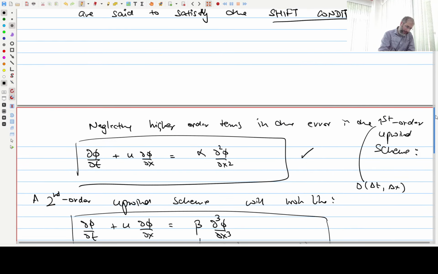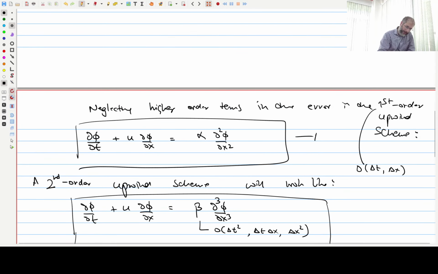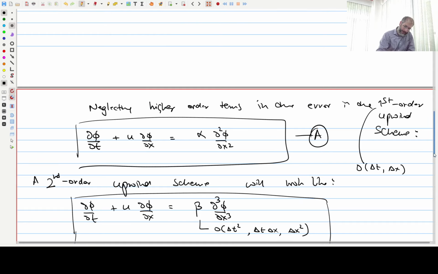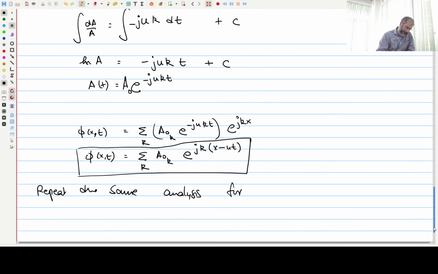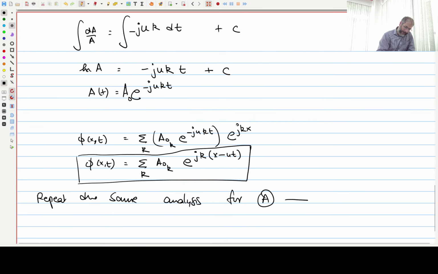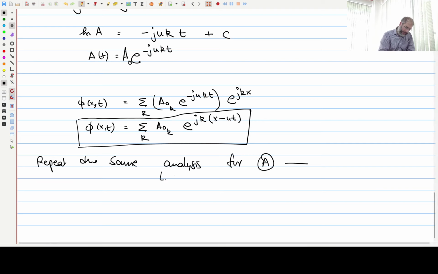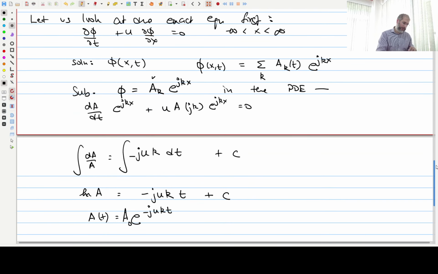Let's give it a number. Okay, so let's call this A. And this is, by the way, homework for you. Whatever we have done, you just do it by starting with an equation which, rather than this, looks like A. So on the right hand side, it does not have a 0, it has alpha times del 2 phi by del x2.